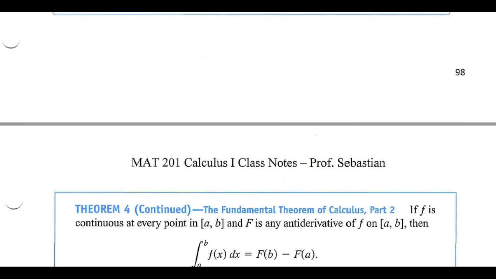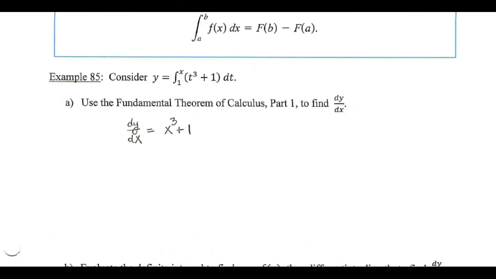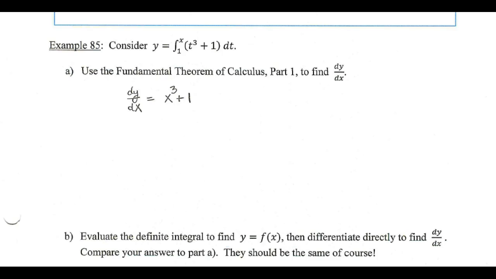So here's some types of problems that you're going to use. In example 85 here, we want to use the fundamental theorem of calculus, part 1, to find dy dx. So this is y. This is actually a function of x. Remember, this t is just a dummy variable, right? Because you're going to find an antiderivative of this, and then plug in x, and then plug in 1, and then take the derivative of it, because this would end up being a function of x when you're all done.